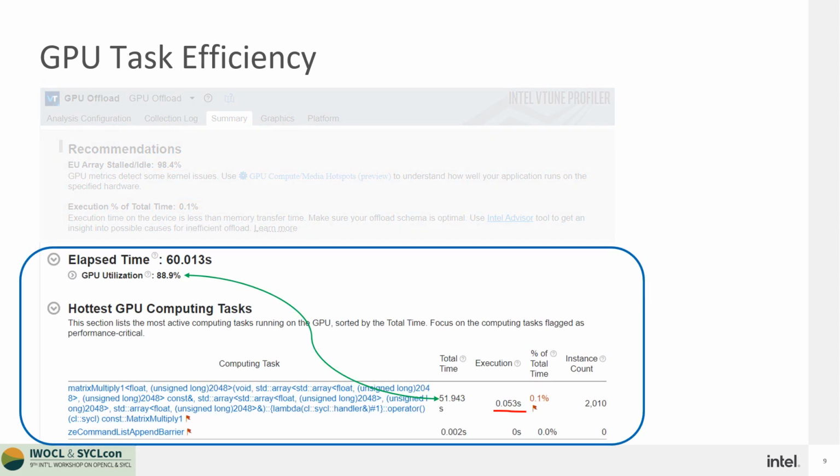Which exactly compute tasks were involved, you can find out in the table below, which is named the hottest GPU compute tasks. You might notice that most of the time it took to complete the compute task was spent on something else rather than execution. So the percentage of execution time for the task was extremely small. That means we need to take a closer look at the structure of the task and find out whether data transfer or something else was the reason for such a small percentage of real execution of the task.